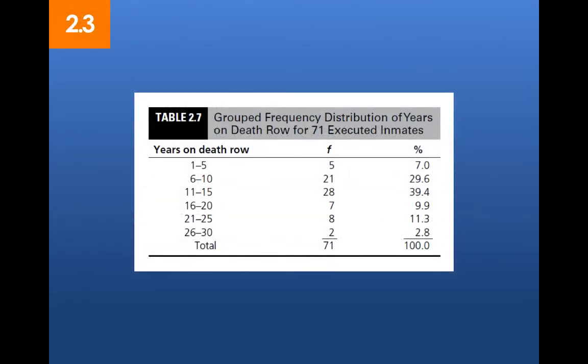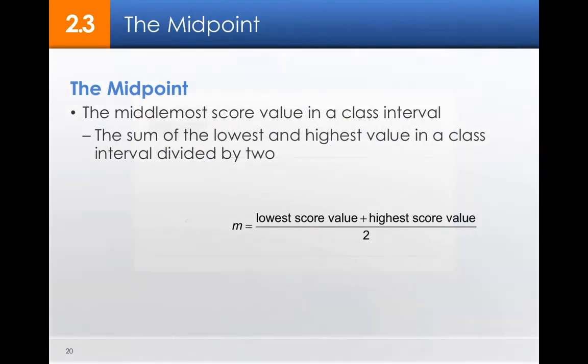So here's an example. We could list this out as 1 year, 2 years, 3 years, or we see here we have them grouped in 5-year groups, 1 through 5, 6 through 10. You can see to the right of that is the number of people, the F, the frequency, and to the right of that is the percentage.